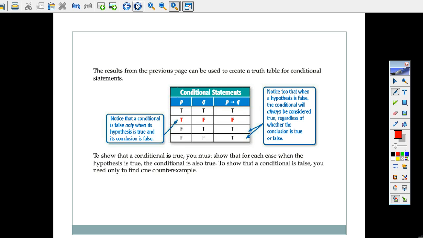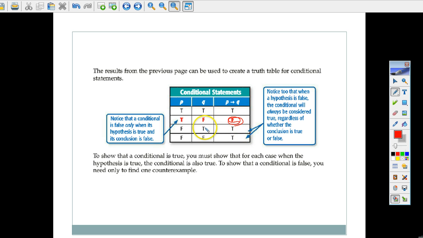Okay. The results from the previous page can be used to create a truth table for conditional statements. We've done truth tables in the previous section. Notice that a conditional is false only when its hypothesis is true and its conclusion is false. So a conditional can only be false if the hypothesis is true but the conclusion is false. Okay. Only in this case will it be false.